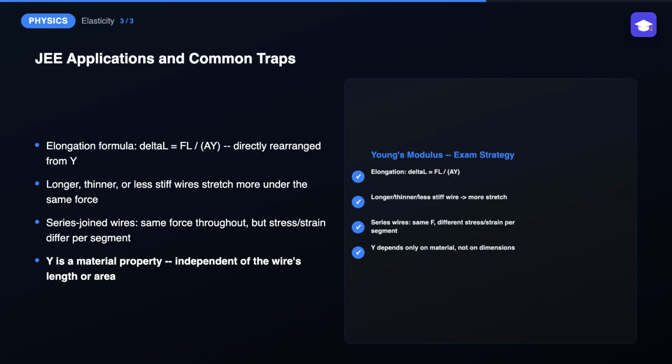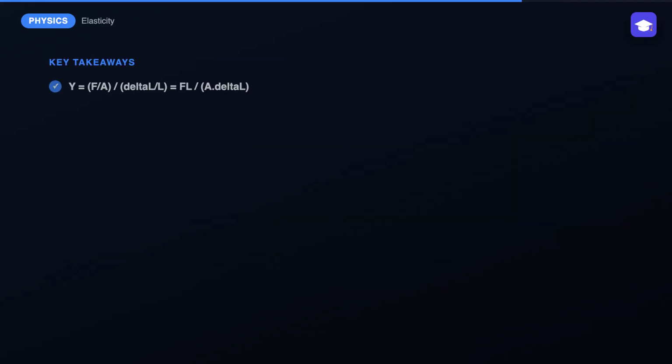Also remember that Young's modulus is a genuine property of the material itself. It does not depend at all on the specific dimensions, the length, or the cross-sectional area of the particular wire or rod being tested. Let's recap.